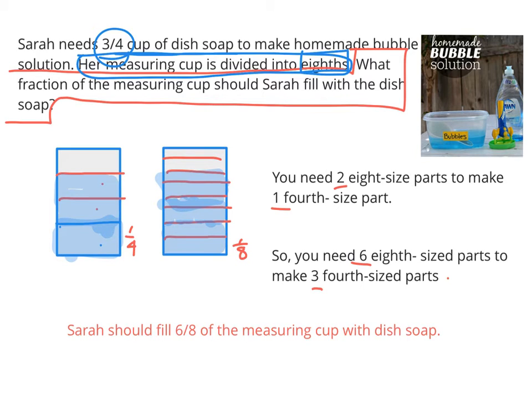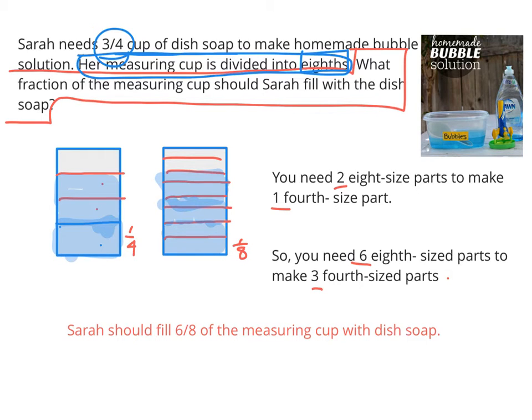So now we know that 6 8-size parts is the same amount as 3 4th-size parts. But I want you to explain this to your partner. Explain why 6 8-size parts is the same amount as 3 4th-size parts. Pause this video until you're ready.